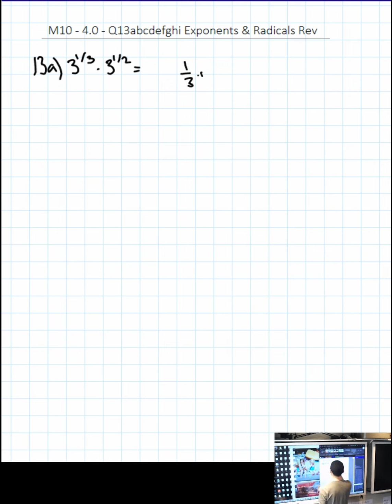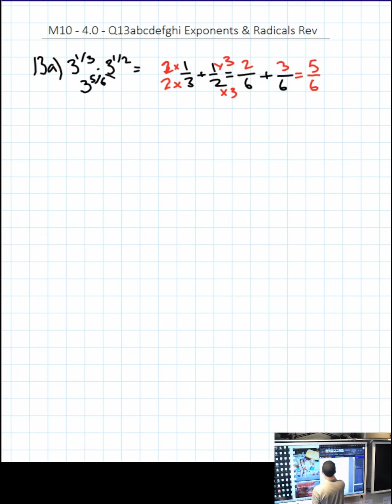1 over 3 plus 1 over 2. We need a lowest common denominator of 6, so over 6 plus over 6. And we multiply the top and bottom of this fraction by 2, and the top and bottom of this fraction by 3. So if I do that, I'm going to get 2 plus 3, which is equal to 5 over 6. So we're going to bring that back into the question. The answer is 3 to the 5 over 6. Circle your answer, unless they've informed you to turn it into root form.